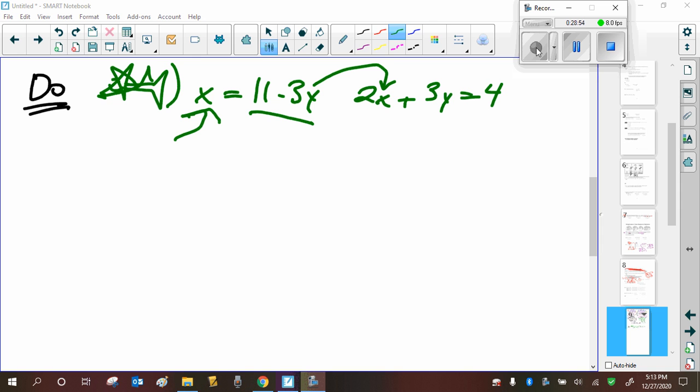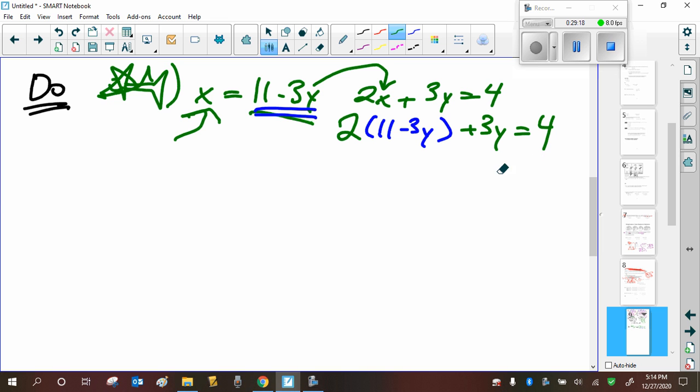Okay, so I'm about to do the second step. I'm going to do it in a separate color. Second step, I'm going to keep green, and then substitute wherever I see x, I'm going to put 11 subtract 3y. And then stick with the green. Okay, so that should be your next step. That's probably the hardest step in substitution. It's subbing that binomial, usually binomial, into the other equation.